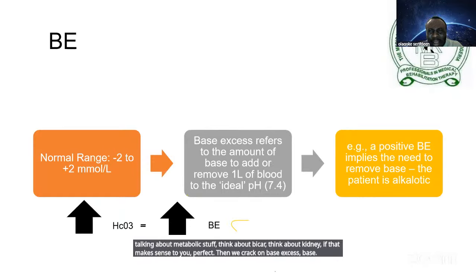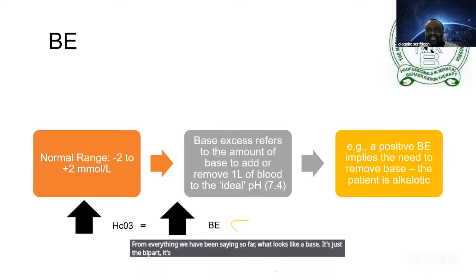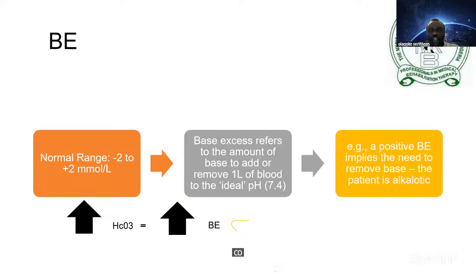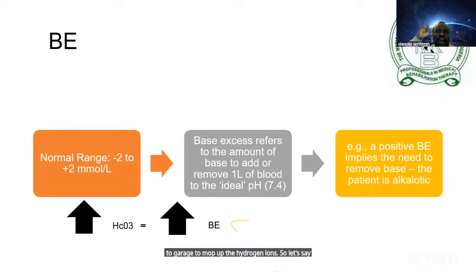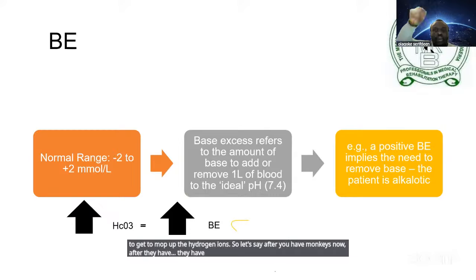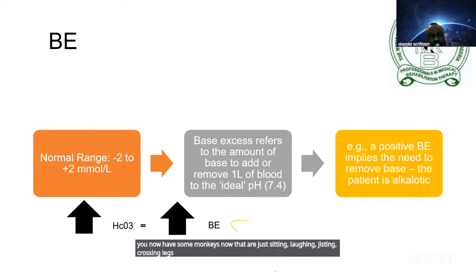Base. From everything we have been saying so far, what looks like a base? It's just the bicarb. It's the monkey that looks like a base. CO2, I've been relating to hydrogen, so that's an acid. So bicarb is your base here. Don't forget the role of the monkey is just to mop up the hydrogen ions. So let's say the monkeys have caught all the hydrogen in your blood, and you now have some monkeys that are just sitting, laughing, gisting, crossing legs, smiling. What are they doing there?